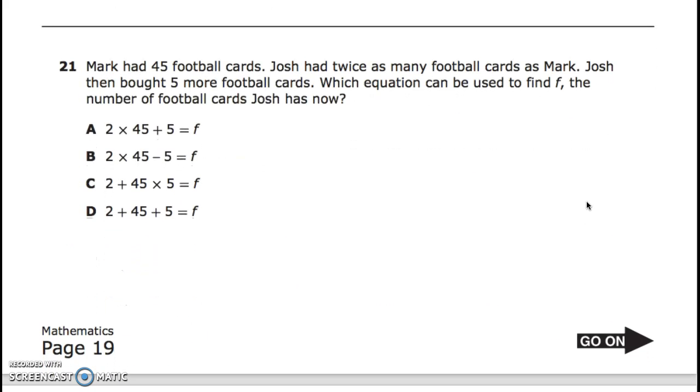Number 21. Mark had 45 football cards. Josh had twice as many football cards as Mark. Josh then bought 5 more football cards. Which equation can be used to find F, the number of football cards Josh has now? Pause this video now to work the problem.